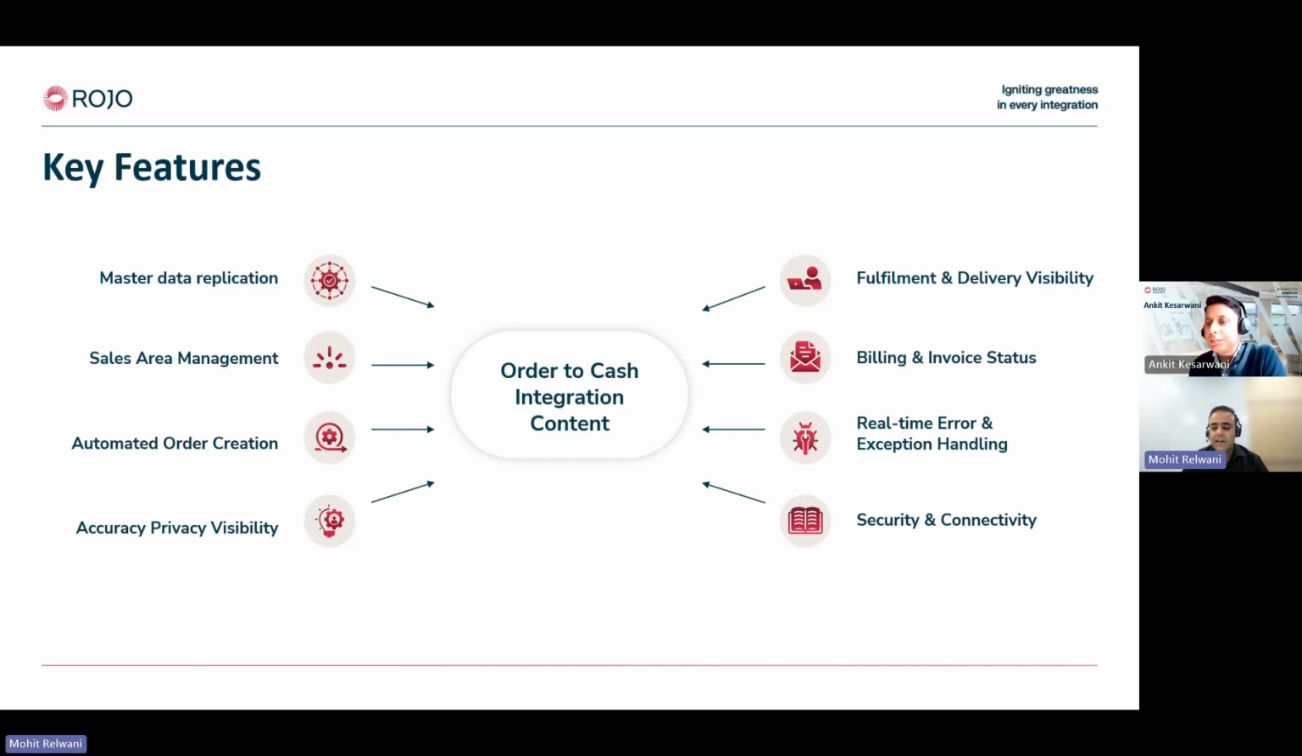And obviously real time error and exception handling, and secured connectivity end to end. Those who belong to order to cash or sales module will understand what is sales area. That's a core process in SAP as far as order to cash is concerned, because everything is circled around a sales area. Whether it is a product, a business partner, pricing, or exchange rate, all of these are circled around sales area management.